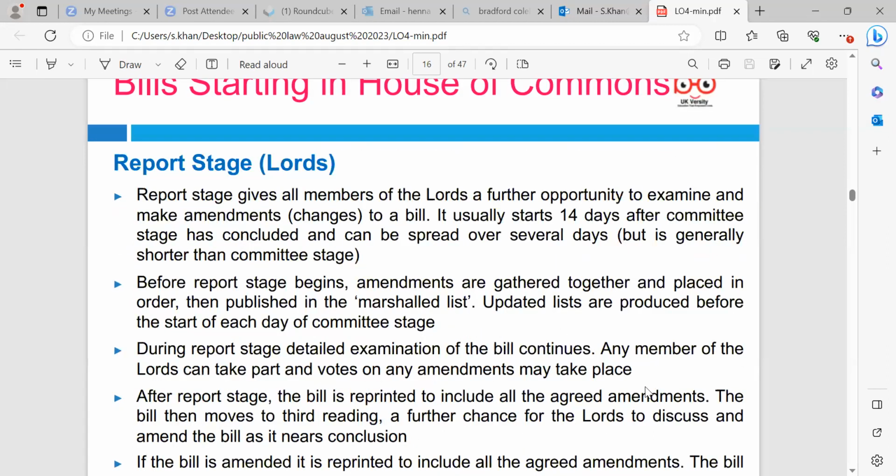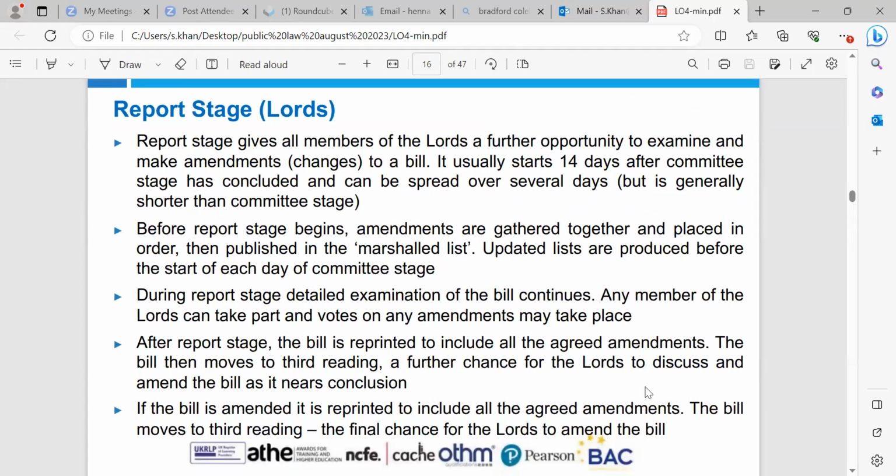The report stage gives all members a further opportunity in the Lords to examine and make any changes to the bill. It usually starts 14 days after the committee stage has concluded and can be spread over several days, but is generally shorter than the committee stage. Before the report stage begins, amendments are gathered together and placed in order, then published in the marshalled list. During the report stage, detailed examination of the bill continues. Any member of the Lords can take part, and votes on any amendments may take place.